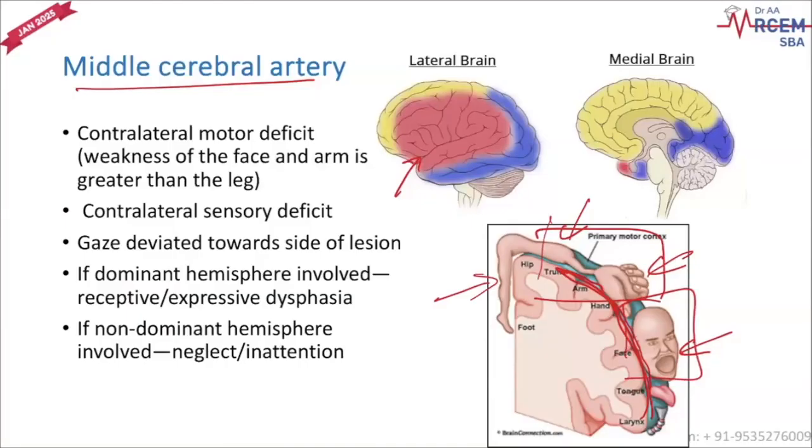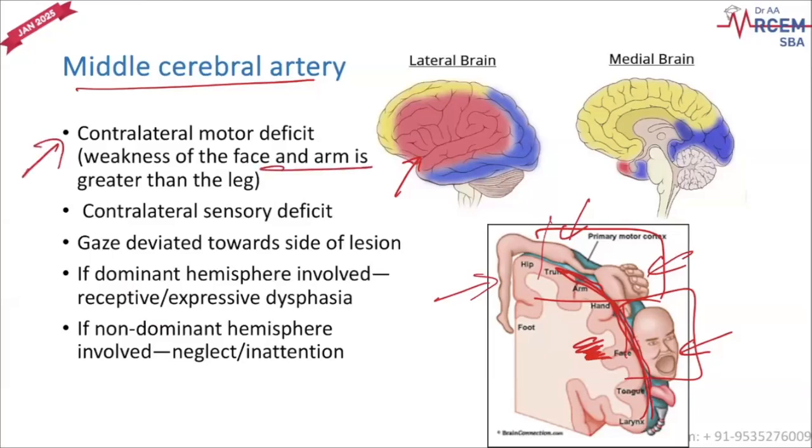Next thing you need to remember here is your left side of the brain represents your right side of the body. Right side of the brain represents the left side of the body. So whenever there is a stroke, for example, on the left side, the weakness will be on the contralateral side. That means the opposite side. That means on the right side. So the weakness is seen on the right side.